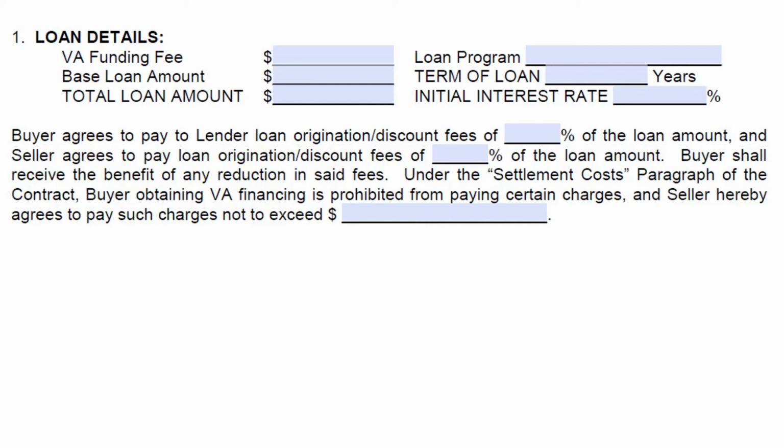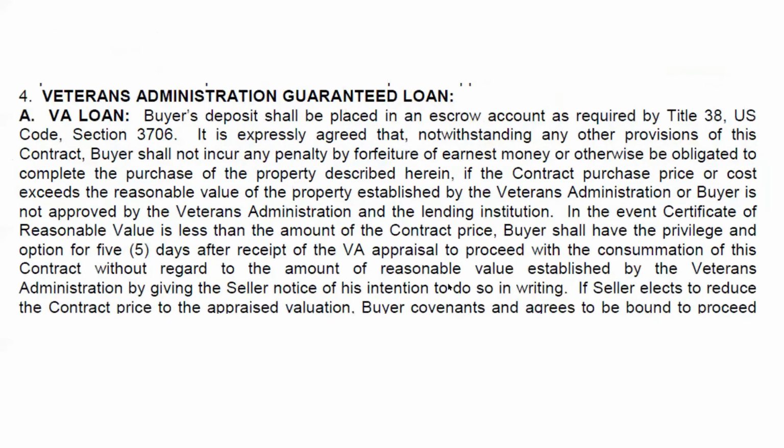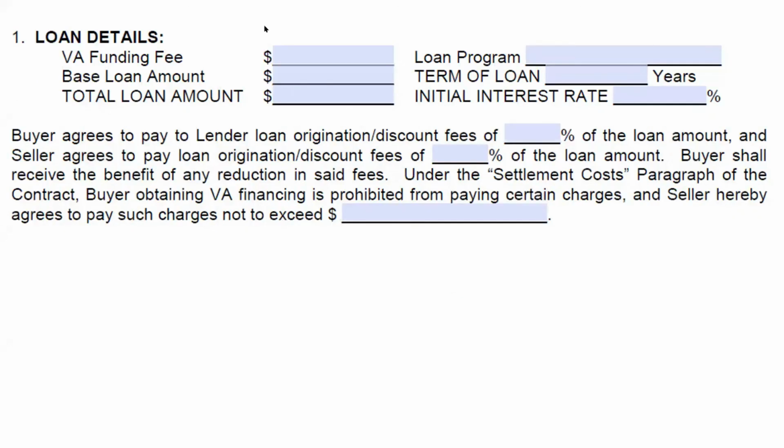Similar to FHA, I put buyer agrees to pay 0%, and the seller, I put 0 there for both my VA and FHA. Right. The base loan funding fee and loan amount, just make sure you get that from your loan officer. Yes. But the VA loan itself, to me, is no different from an FHA. The only difference is you do sometimes have to get VA approval.